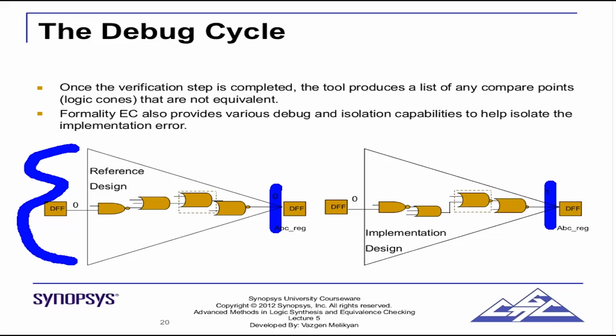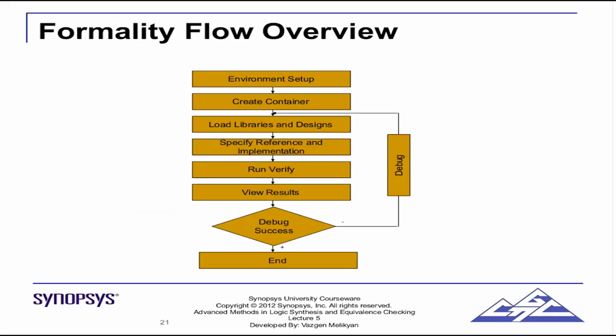The logic cones can be huge. For a data path, usually the logic cones are very big, and it's not easy to point out the problem unless you have a vector. So the vector helps a lot. So this is the flow.